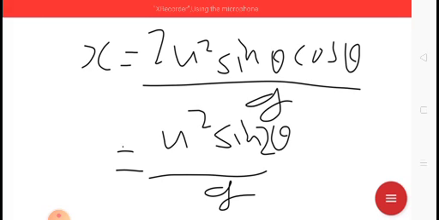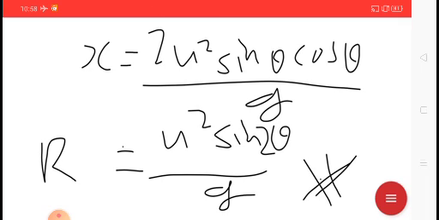So this is equal to the range. So your range will be equal to u square sine 2 theta over g. Right, so this one how to derive? Okay, so you have to derive from the total time, and this one sub back to the horizontal velocity equation, and you will get the range. Okay, so this one, the second one, range. So now third one.